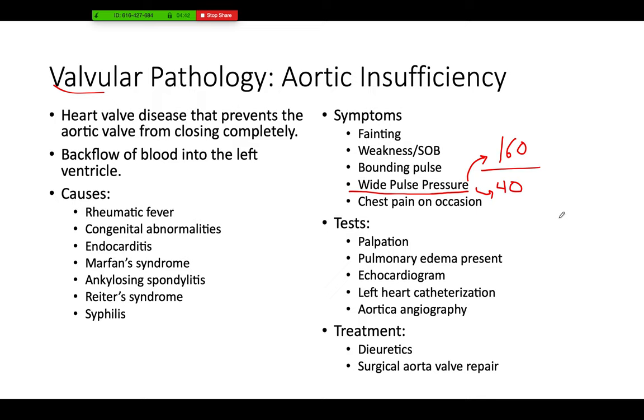Yep, sure, go ahead. Okay, no problem. Okay, great. So I'm just going to run and grab a drink of water, and then I'll come back and we should be ready to go. Okay, be right back.